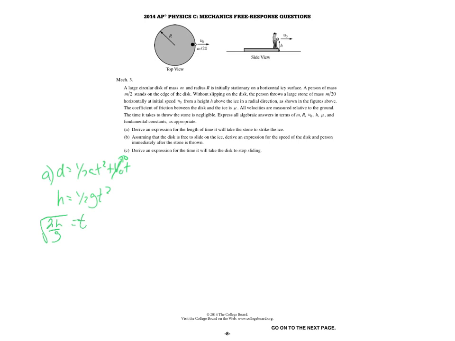That's just a classic back to the basics formula. For B, assuming that the disc is free to slide on ice, derive an expression for the speed of the disc and the person immediately after the ball is thrown. The important thing here is linear momentum 1 is equal to linear momentum 2. Before, it's 0, and so the kid and the disc are going to be moving one way, and the ball is going to be moving the other way. So mass of the ball times velocity of the ball has got to be added to the mass of the disc plus the mass of the boy times the velocity of both.